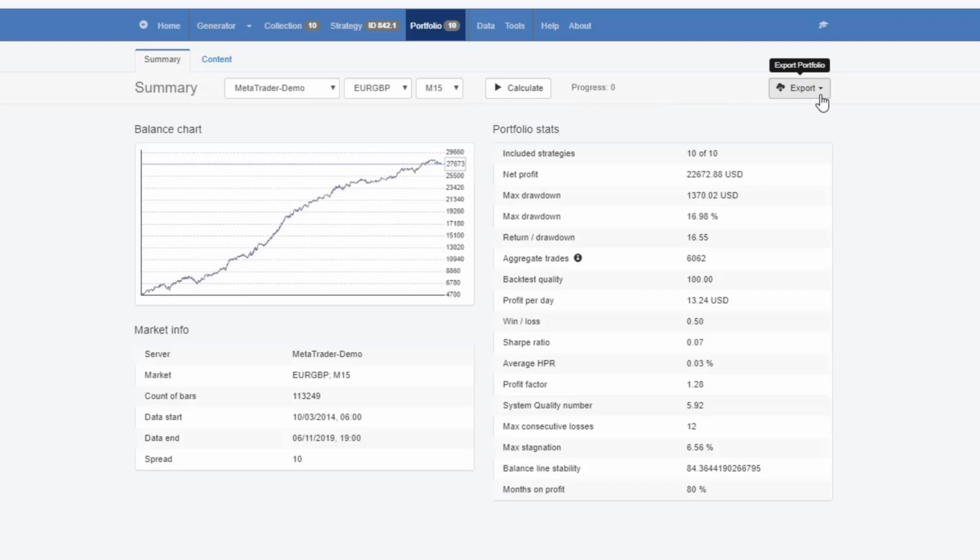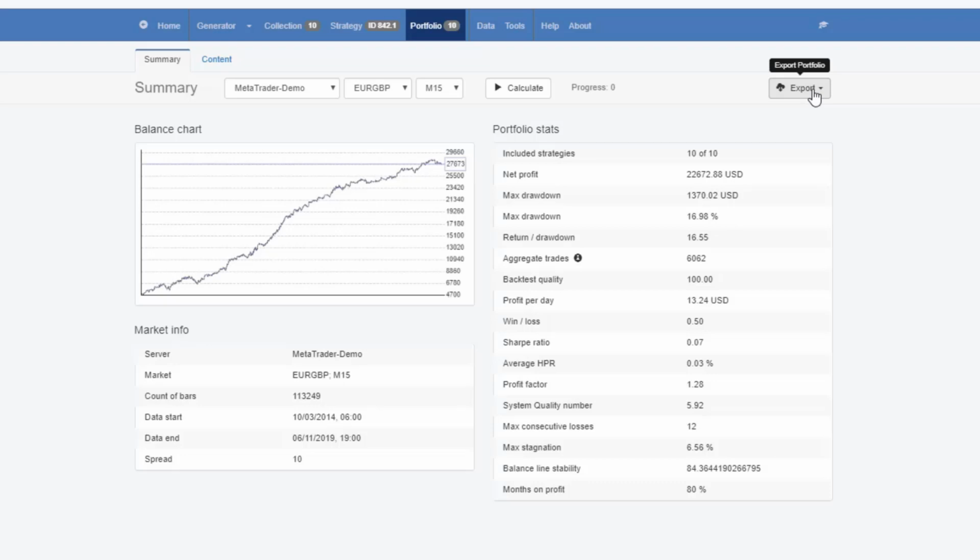And if you click on the export button, you can see that it says portfolio expert hedging MT4, and it's not available for MetaTrader 5 because most of the brokers with MetaTrader 5, they don't provide hedging. And I can place this portfolio expert advisor on one chart in MetaTrader, and the strategies will open and close trades there.